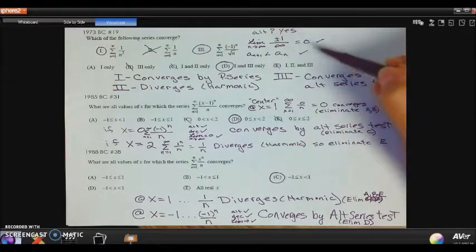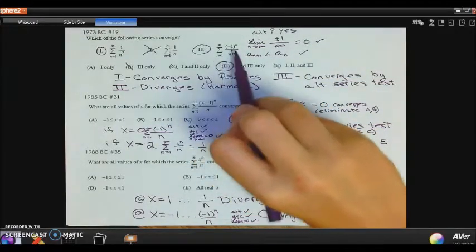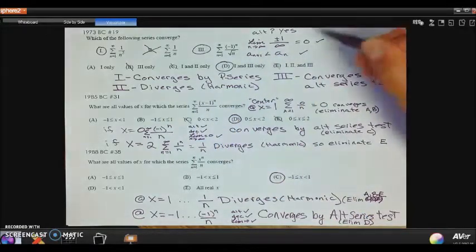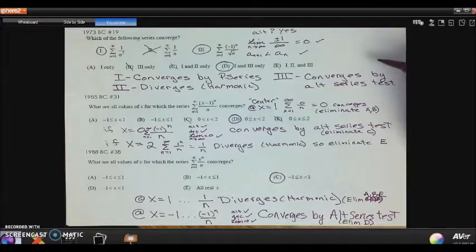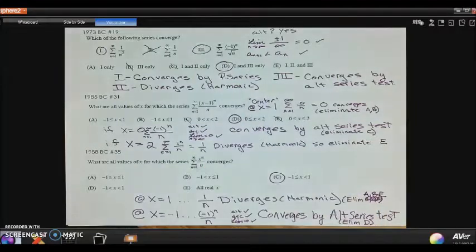So it's alternating, decreasing in magnitude, right? If I started plugging in a 1 and then I plugged in a 2 and a 3, it would be smaller. So decreasing, and that does meet the requirements for the alternating series test. And I would say that converges then, and that would make my answer choice D. Okay. What do we have going on in the next one?